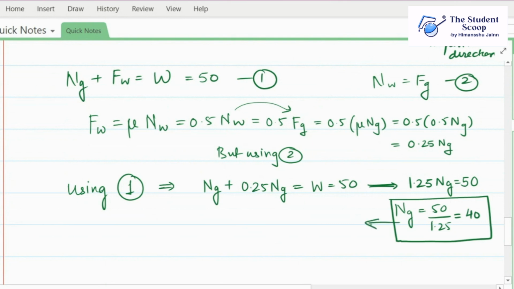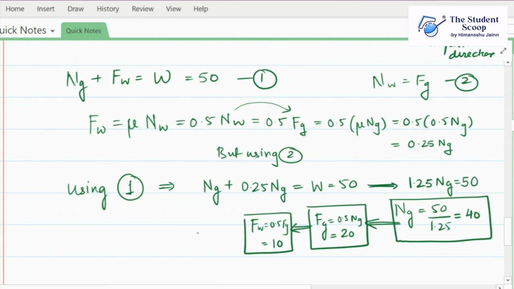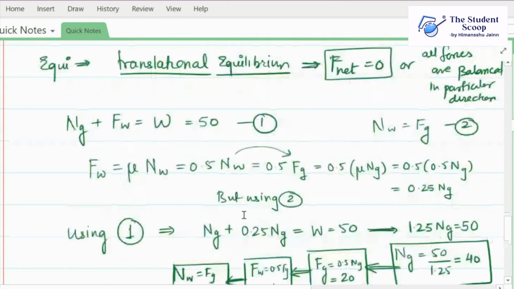Now we can calculate the other values also. So Fg, that is the friction force on the ground, will be 0.5 times Ng, that is just half of 40, that is 20 newtons. Okay, if we know what is Fg, Fw is just 0.5 times Fg, so that is half of this, that is 10 newtons. Correct? And Nw was equal to Fg, so Fg was 20, so Nw is also 20. So now we have got all the values of the forces. Everyone understood this? How I got the values of all the forces acting on this?